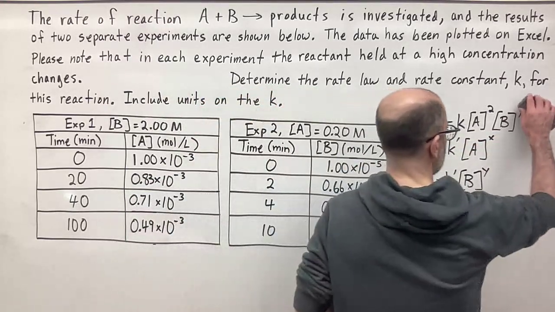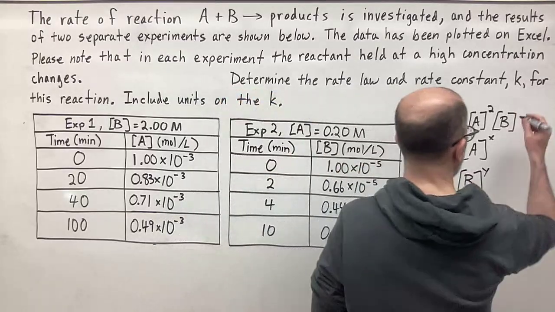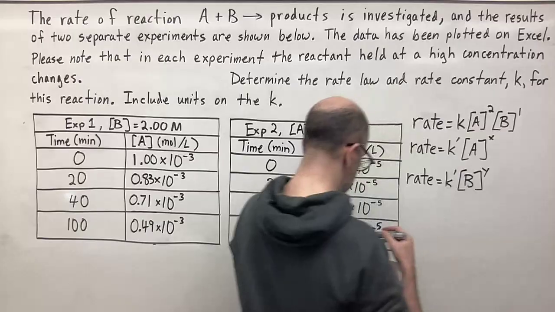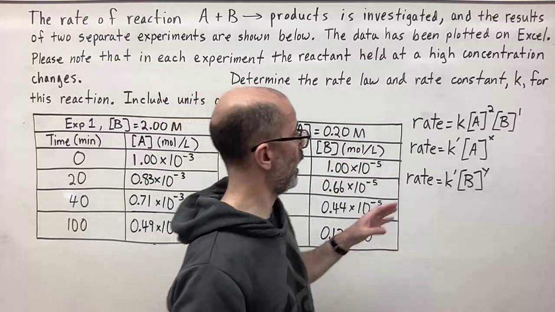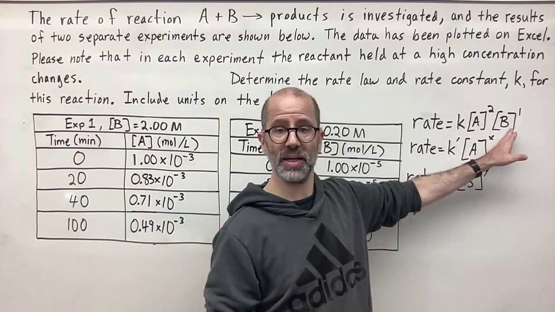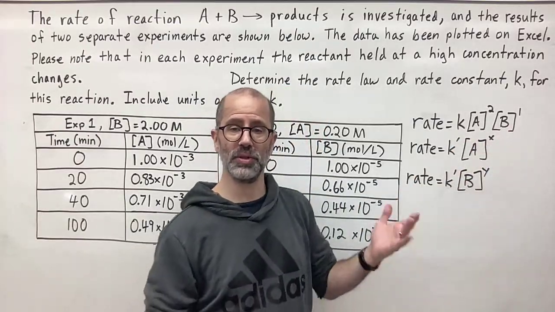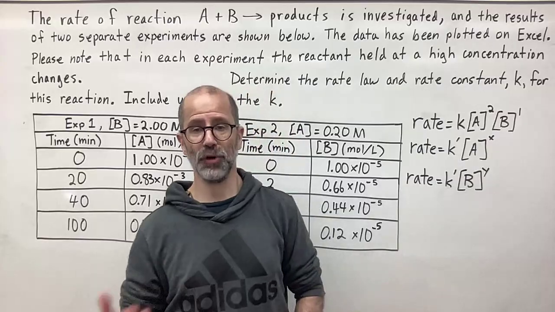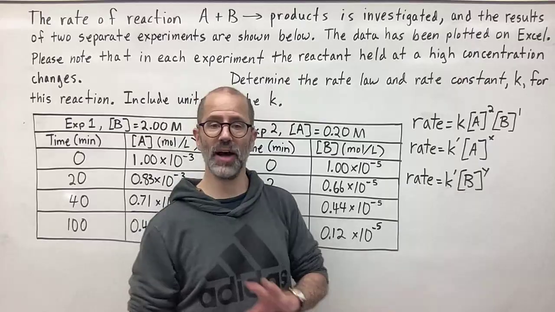So we'll just get rid of the Y, and we can put a 1 there. You don't have to put a 1, but just to be clear. So now we know the order of the reaction with respect to B and the concentration of A. It's second order with respect to the concentration of A. It's first order with respect to the concentration of B. Okay, now we've got that.